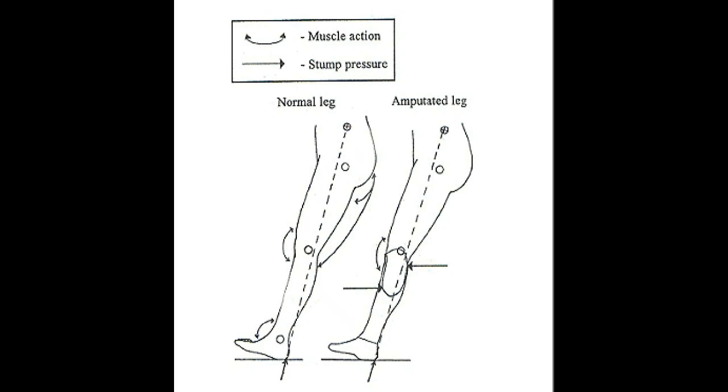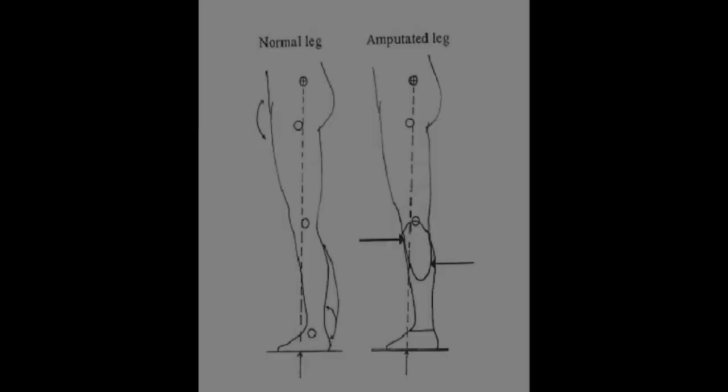But in amputee gait, because of the flexion moment and the action of the quadriceps muscles, there is a tendency for the stump to change its angulation in relation to the socket. Therefore, it causes pressure in the anterior distal and posterior proximal areas. We can see the arrow goes anteriorly and posteriorly.